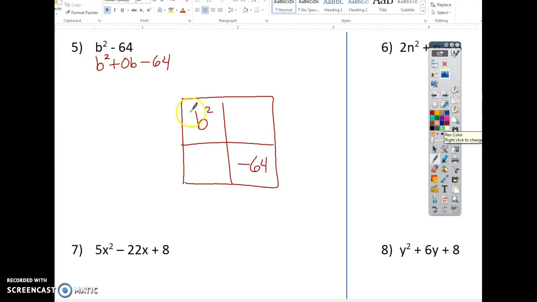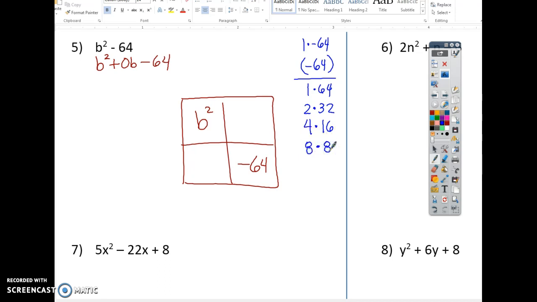You multiply the 1 times 64, which is just 64. So I need 1 times negative 64 is negative 64. I need factors of 64. So 1 times 64, 2 times 32, 4 times 16 will work, and 8 times 8.